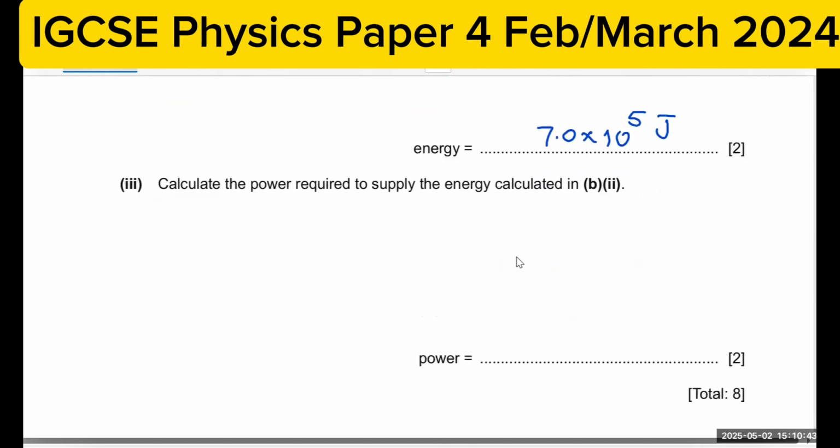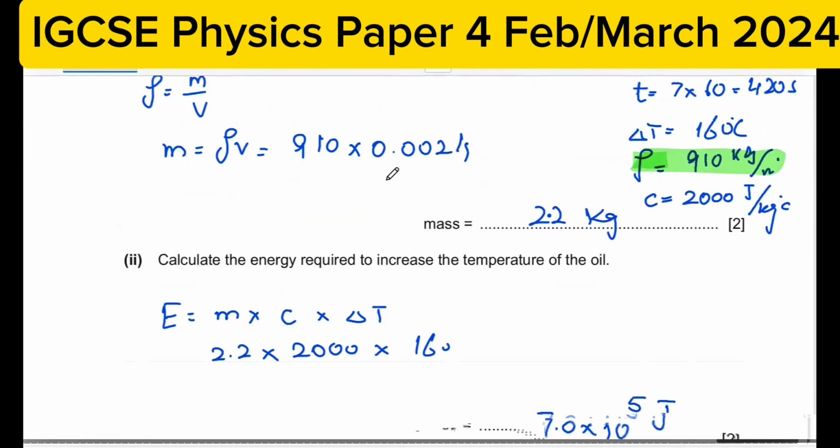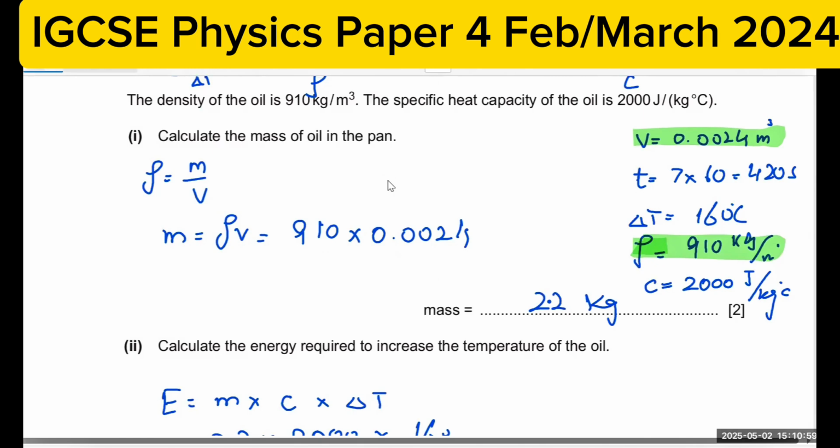Calculate the power required for the energy transfer. Energy calculated in question 5, we just solved it. So what is power? Power basically is energy over time. So we used change in temperature. We use specific heat capacity. So the time is given. Okay, the time is given, that is 420 seconds.